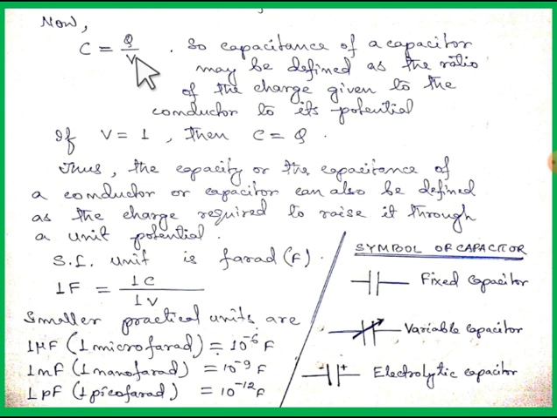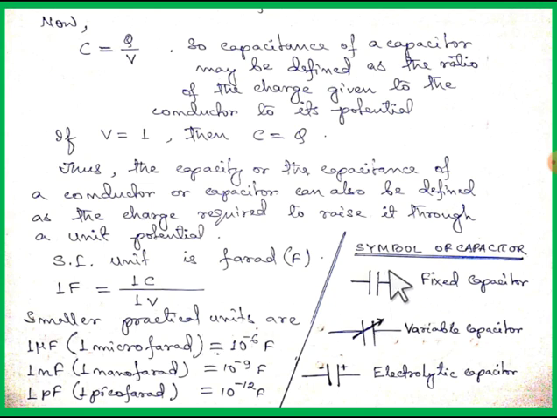But this is a bigger unit, so there are smaller units which are practically used. Some of the smaller practical units are 1 microfarad, where micro means 10 to the power minus 6, nano means 10 to the power minus 9, pico means 10 to the power minus 12. So 1 microfarad, 1 nanofarad, 1 picofarad. These are all the smaller practical units used in our day-to-day life, right?